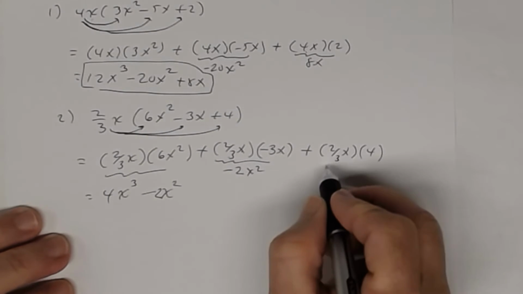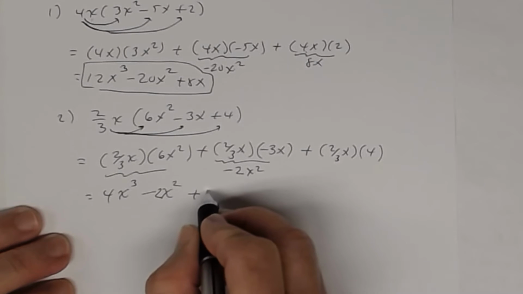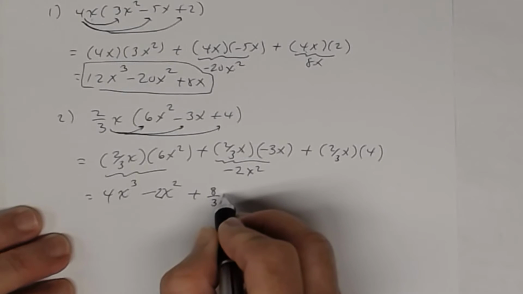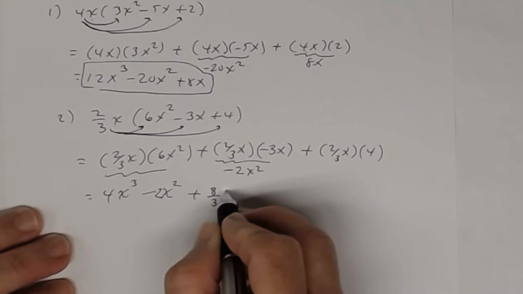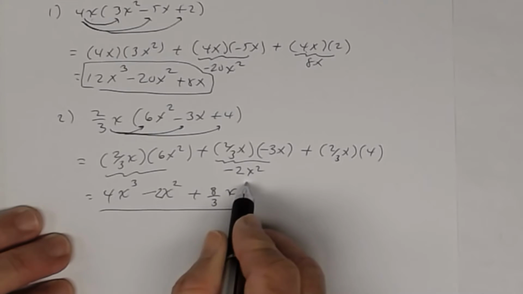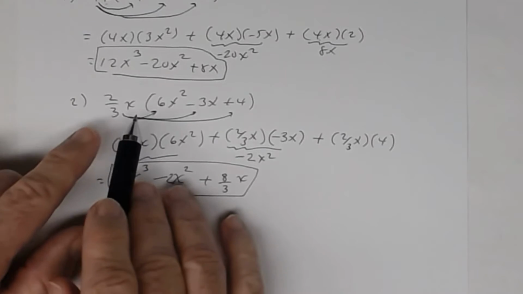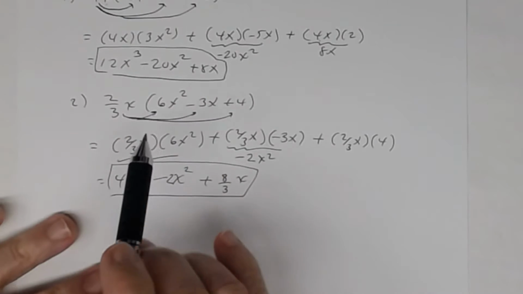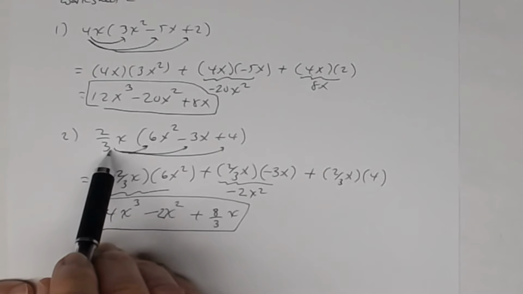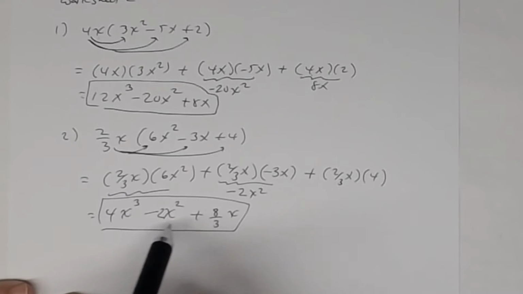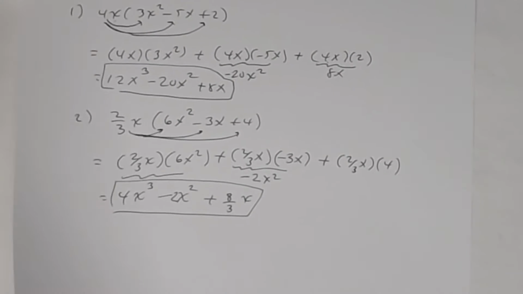Now leave it as a fraction. Don't change that to a decimal. So that's 8/3 x. So that's the answer to number 2. All right, so that one was a little bit harder to think about compared to this one because of this fraction. So be careful as you go through this.